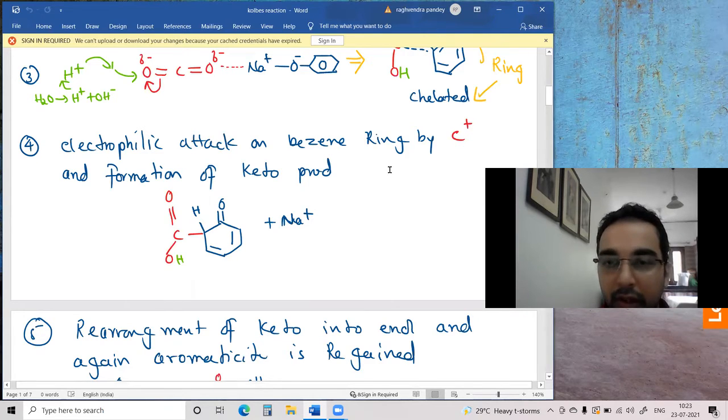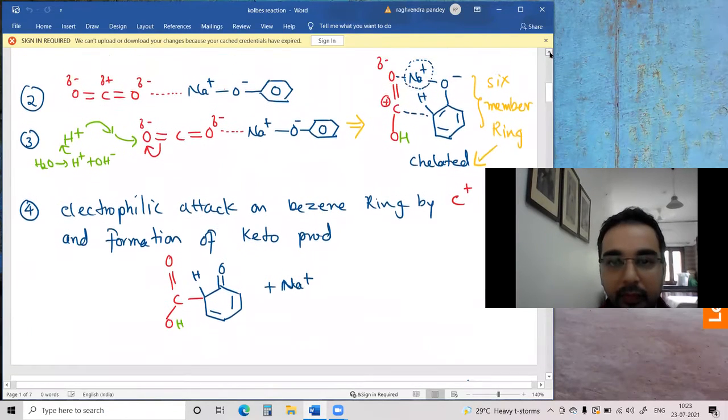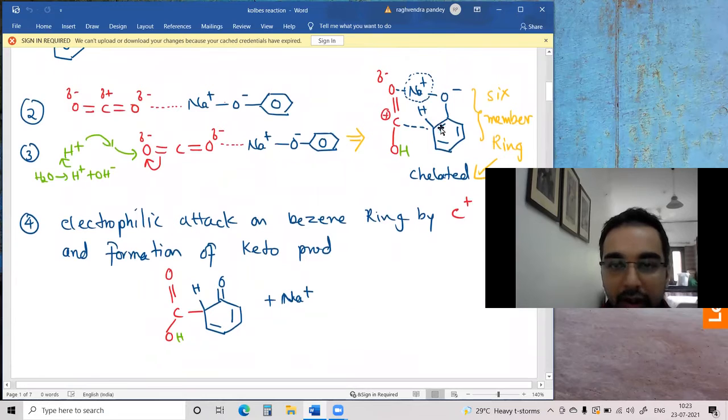Okay, the electrophilic attack. Now the pi bond, which is present here, you can see this one. The pi bond goes to the oxygen and forms the keto form of this. It is the enol form, and this is the keto form of the benzene. Now in this, benzene has lost its aromatic structure.